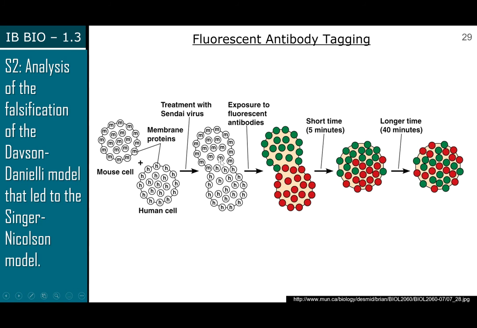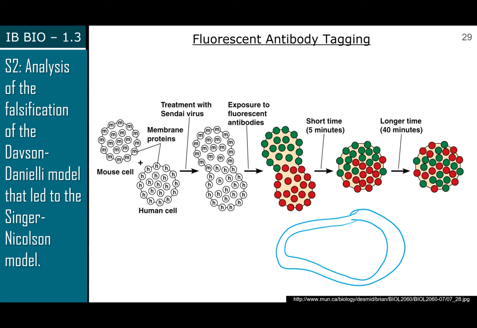So when you put the two cells together, we noticed that those membrane proteins mixed. And that really helped us understand the fluidity of that membrane, the fact that it kind of acts like a lava lamp, where proteins aren't fixed in one particular position, but they can move around in that fluid layer.